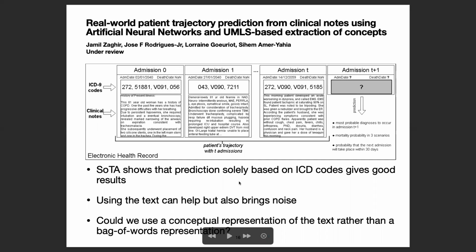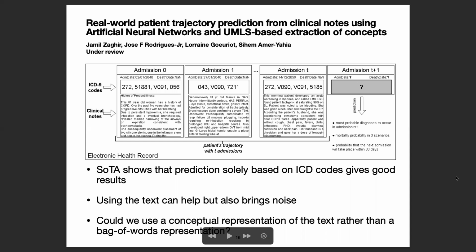Now the purpose is, given a patient trajectory with T admissions with their diagnosis codes and the notes, can we predict the outcome of the next admission? So the prediction can either be what will be the most probable diagnosis, or what is the mortality probability, or the probability that the next admission will take place within 30 days.